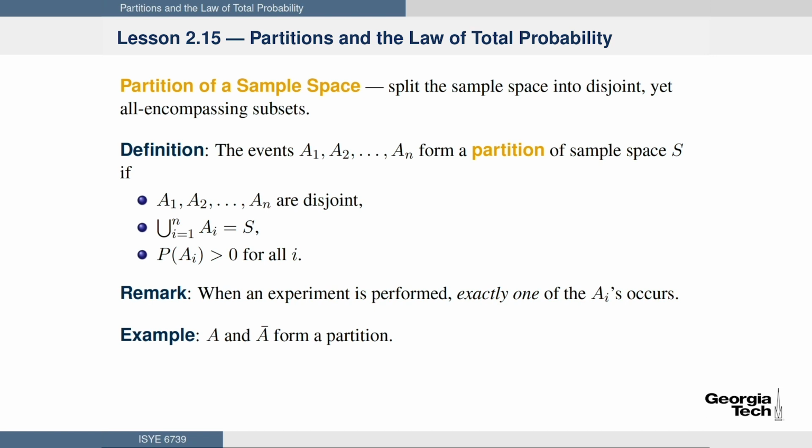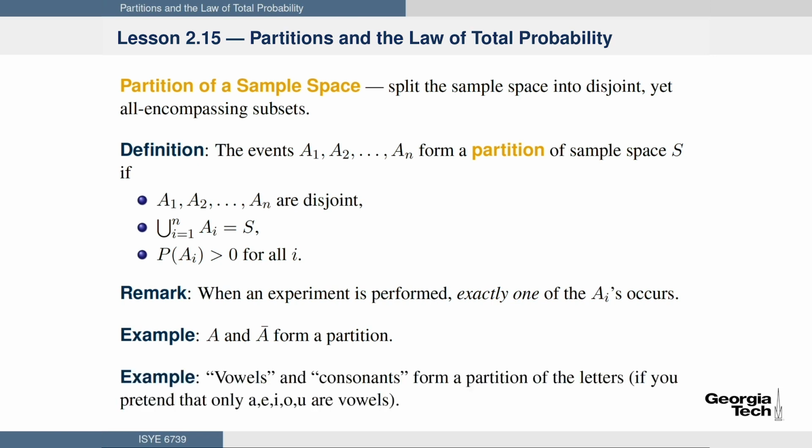An easy example: A and its complement, A bar, form a partition, whatever A may be. A specific example: vowels and consonants form a partition of the letters, at least if you pretend that A, E, I, O, and U are the only vowels.